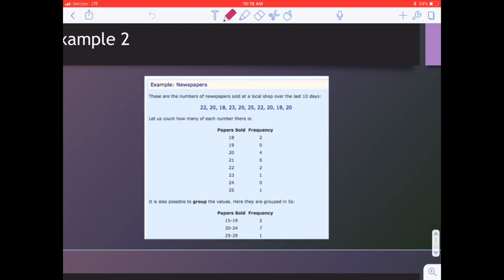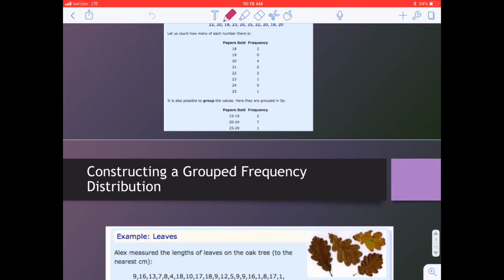The important thing about the intervals is notice that all intervals are the same size. So looking at the very first one, I have 15, 16, 17, 18, 19. That's 5 values. 20, 21, 22, 23, 24. That's 5 values. 25, 26, 27, 28, 29. That is also 5 values. So it's very, very important that each of your intervals has the same number of values. I wouldn't want one interval to have 5 values and the other interval to have 7. That table would be considered incorrect.